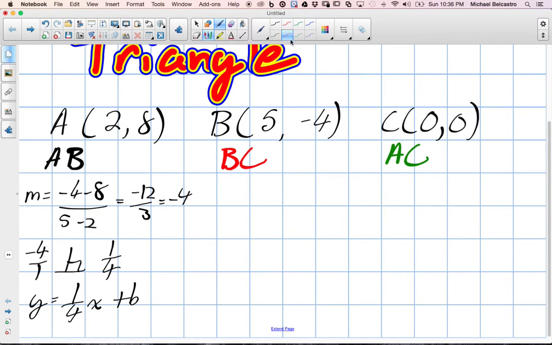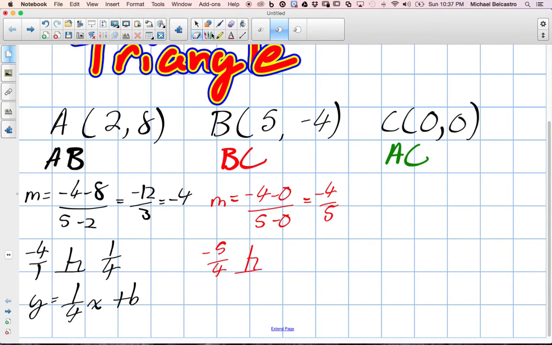So let's repeat that process. For BC, we take our y values, -4 subtract 0, over 5 subtract 0, and that gives us -4 over 5. We need something perpendicular to that, so we need the negative reciprocal. Oh, and I wrote that backwards, sorry. It's going to be positive 5 over 4. So the equation of this altitude would be y equals 5 over 4 x plus b. We'd like to figure out what our b, our y-intercept, is.